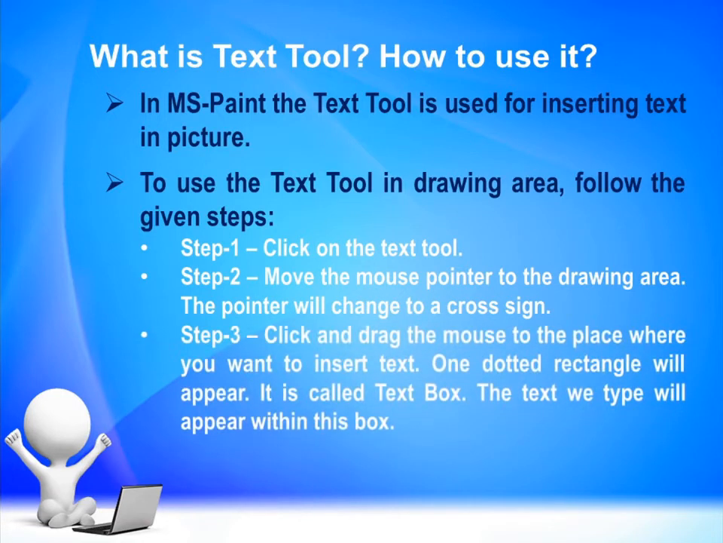Step 3. Click and drag the mouse to the place where you want to insert the text. One dotted rectangle will appear. It is called text box. The text we type will appear within this box. And step 4. Type whatever you want now.